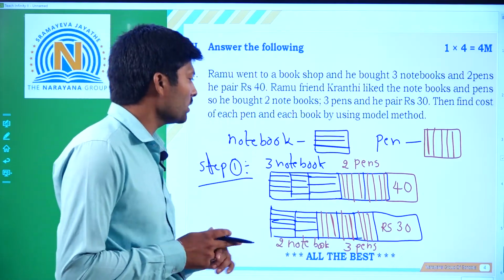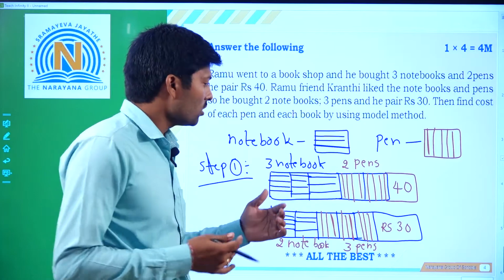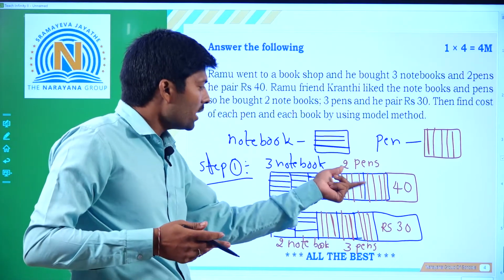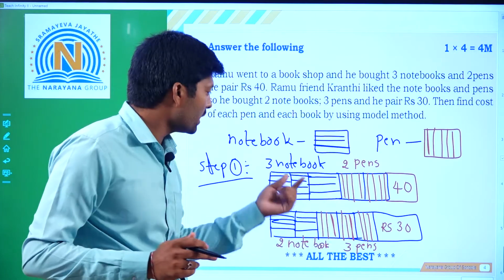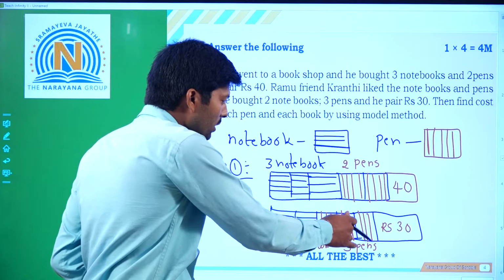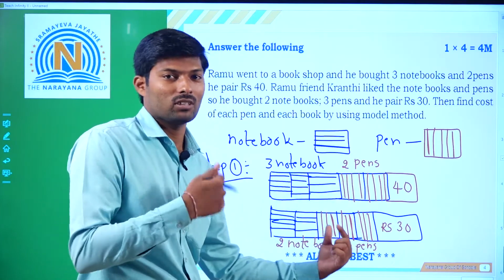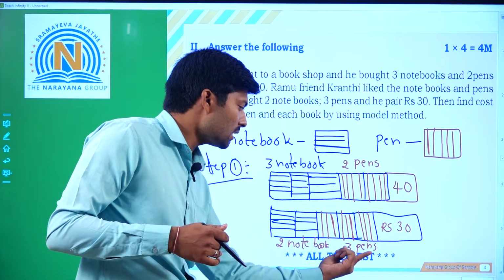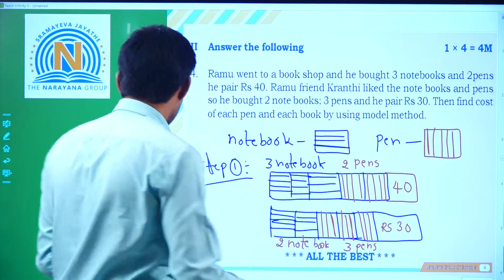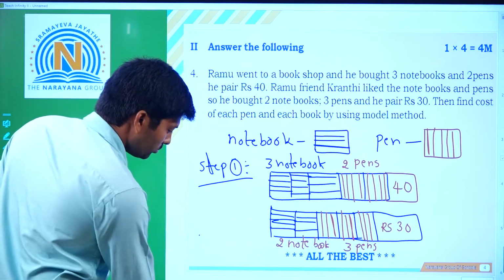In this model method, in order to find the unknown quantity, in the next step we need to equate any one of the quantities. Here it may be either notebooks or pens. Now, I am going to equate the number of pens: here it is 2 pens, here it is 3 pens. So, by taking the LCM, we can equate them.